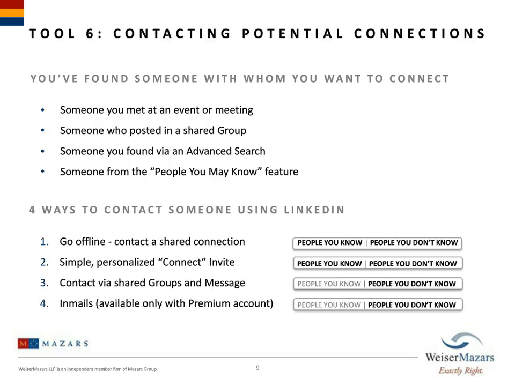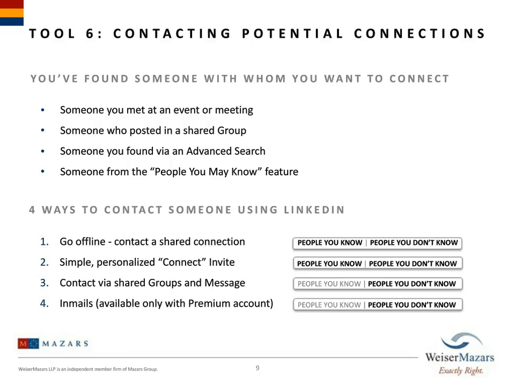The first and best way, again, is to go offline. If you have a shared connection with someone, if you're trying to get an introduction to someone, use LinkedIn as a research tool and then call that person, email that person, ask for an introduction, because that's going to get you much further than sending a cold email or just randomly connecting with them on LinkedIn. All right? So that's an option there. Again, go offline, contact a shared connection. Or you can do a simple personalized connect invite if that's not an option. We'll talk about that in a bit.